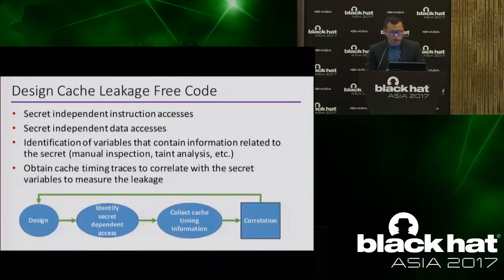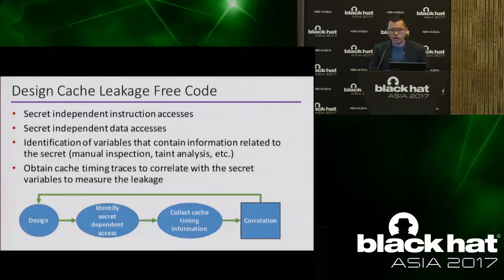Okay. So the first countermeasure is to design leakage-free code. What I mean by leakage-free is that it should have secret-independent instruction access, and also secret-independent data access. So if an application designer wants to improve their code so that it doesn't have cache side channel leakage, the first thing they have to do is identify the secret that they want to protect from these attacks. And then they have to figure out which variables have a relationship with the secret.